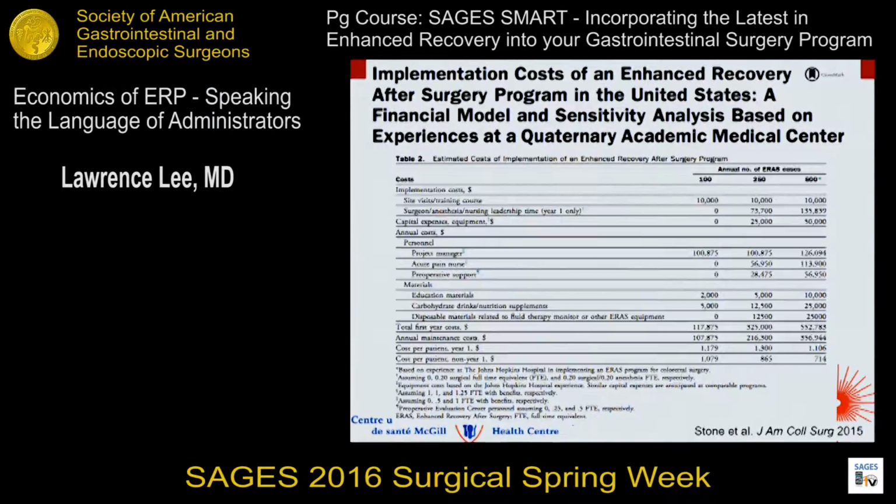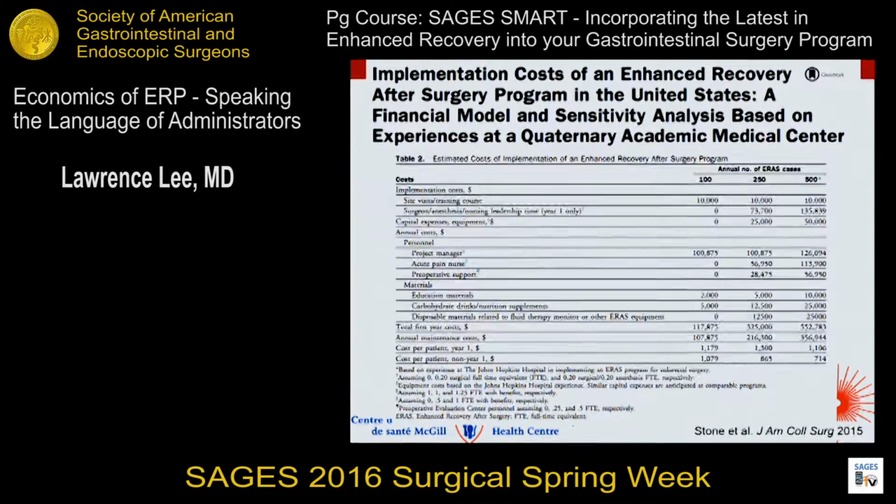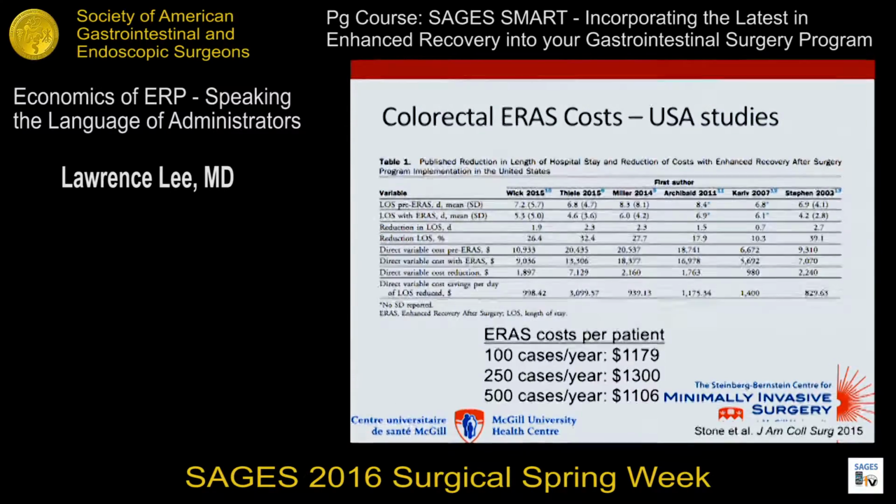So they've determined that if you expect to have around 100 enhanced recovery cases, the annual maintenance cost is around $100,000, and this goes up to around $500,000 with 500 cases, for an average cost of around $1,000 per patient. So, you know, that seems quite a lot, and it seems relatively different from the other studies from Canada, Europe, and New Zealand that I've shown.